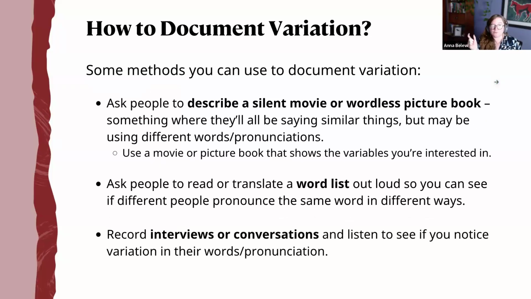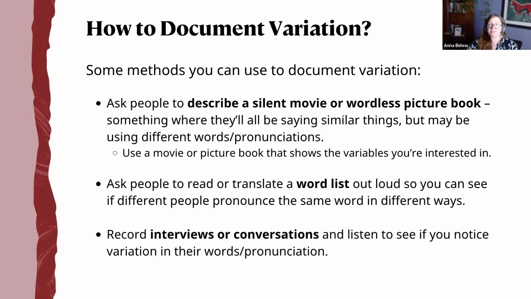And so once you have an idea of what you want to look at, there are a lot of ways that you can get at it and start gathering information about how this variation patterns. One really common way to do it is to ask people to describe a silent movie or a picture book that doesn't have any words in it, or maybe a series of photographs, whatever works best for you. Because the goal here is you want to get people saying a bunch of similar things, and then you can look and find out if they're using different words or pronunciations or grammar, right?